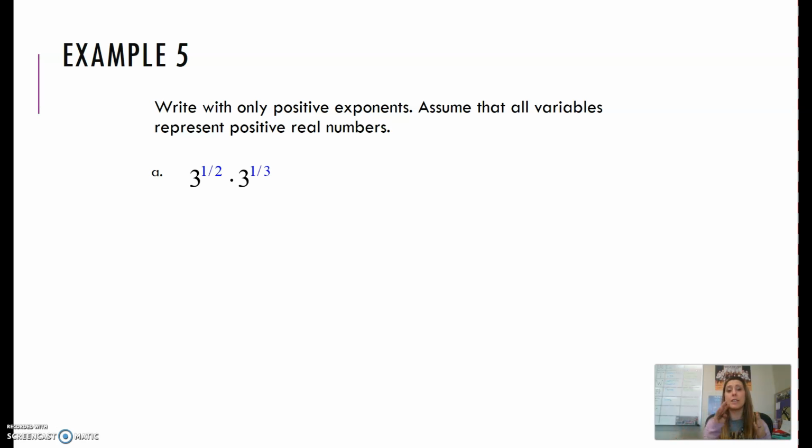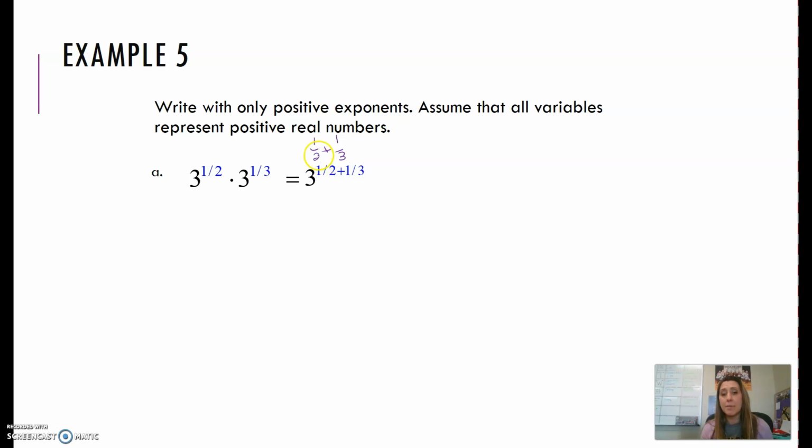So if we were to look at this example, 3 to the 1/2 times 3 to the 1/3. Well, we just talked about when we have the same base, which we do, those 3's, we want to add the exponents. So now we have just one base, but we're going to get 1 over 2 plus 1 over 3. Now, we learned last unit, and we've known this probably since 3rd or 4th grade, what do we have to have? Well, we have to have common denominators.